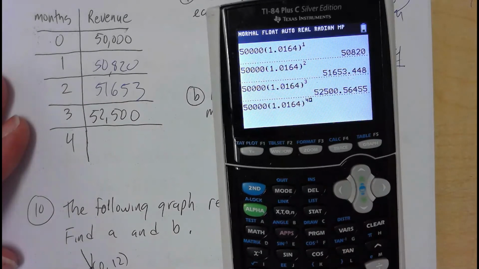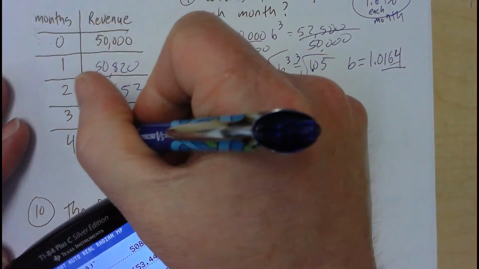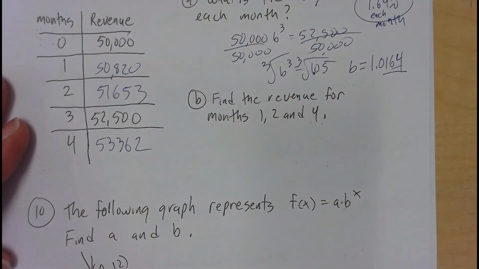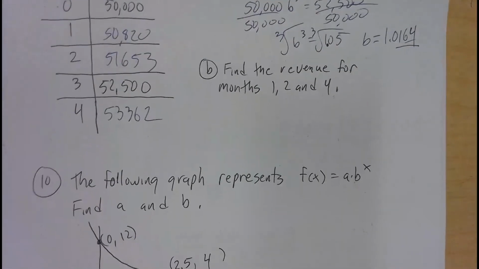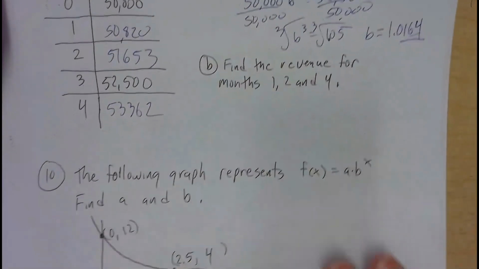And then for 4 months, 53,361. We'll do 62. 53,362. All right. And my answer on the answer key, I rounded more here when I did this with you versus my answer key.